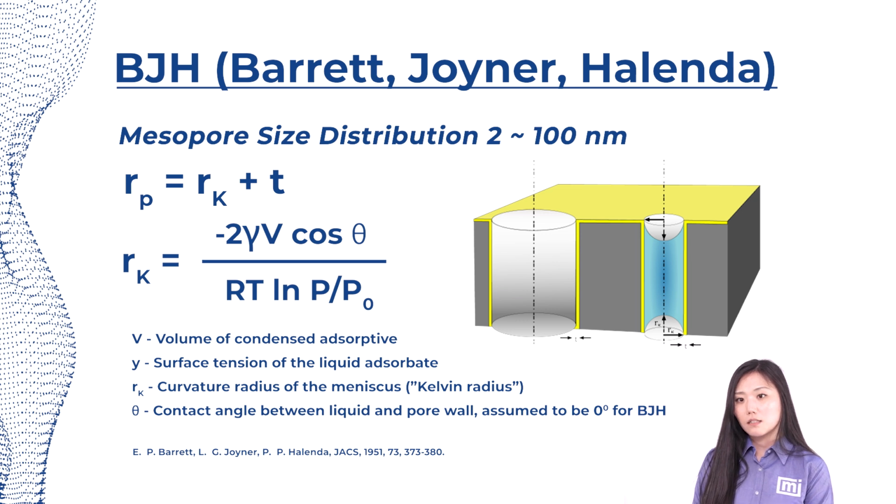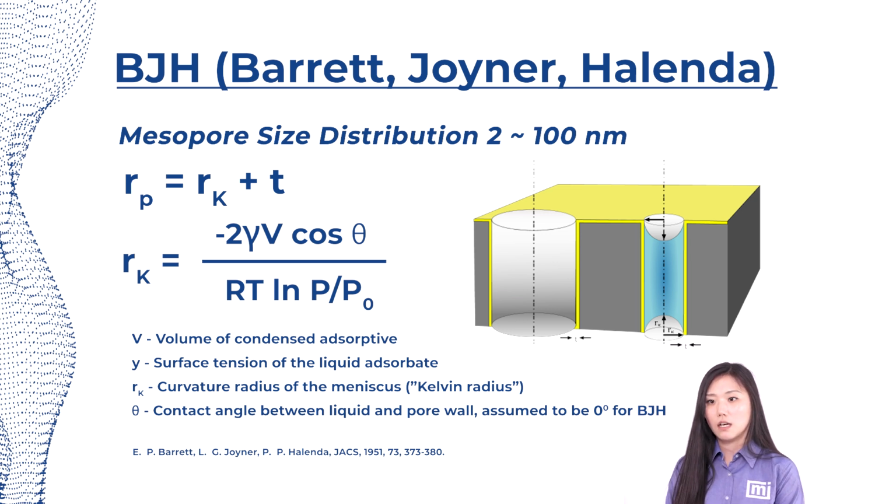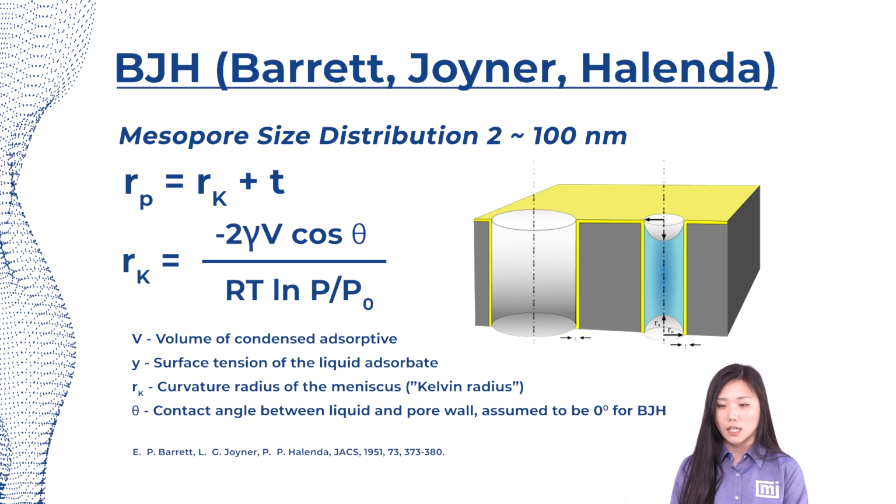It basically describes the change in radius of the liquid meniscus formed in the capillary or the pore as the vapor pressure of the liquid decreases over the meniscus. So basically, the BJH method treats both adsorption and desorption isotherms as an imaginary desorption isotherm, undergoing stepwise emptying of the pores as the pressure decreases.